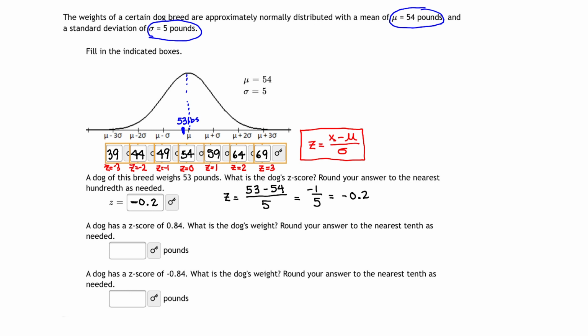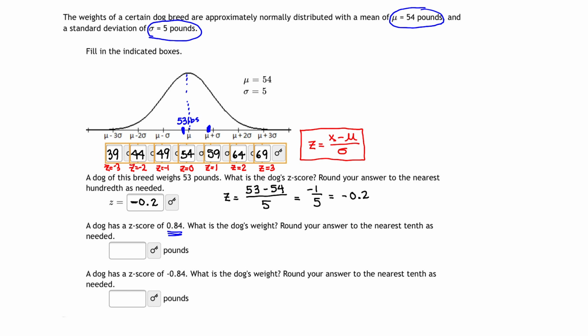In the second question, we're told that we have a z-score of 0.84. So z being 0.84 means it's on the positive side, so it's to the right of the mean. And it's pretty close to 1. It's getting really close to 1. So I think we're somewhere right around here. So our z-score is going to appear right in here somewhere of 0.84. The question is, what is the number of pounds that corresponds to that?